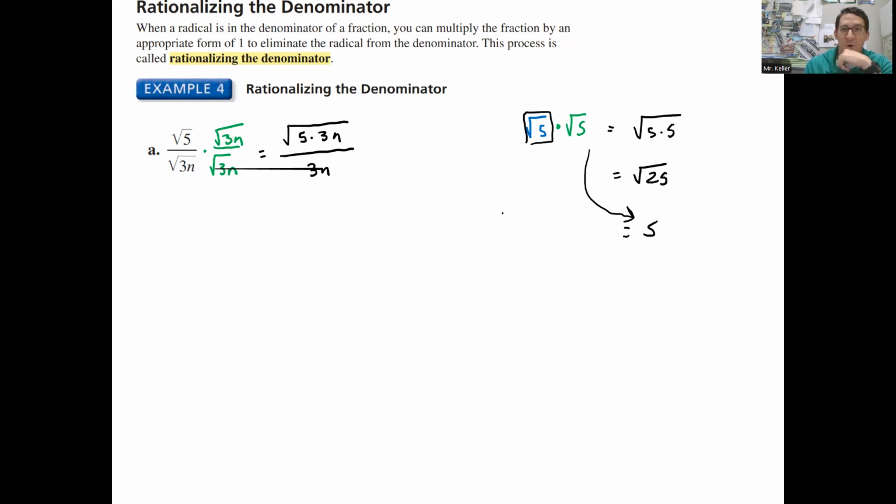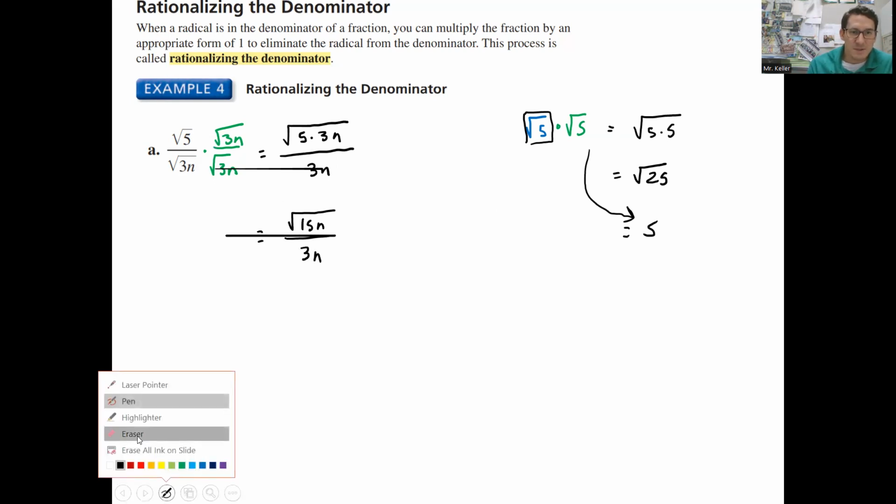I'm not going to show all the work. We just have to remember the fact that when you multiply a radical times itself, the roots go away. On the top, 5 times 3 is 15. So I get 15n in a radical, and then 3n on the bottom.